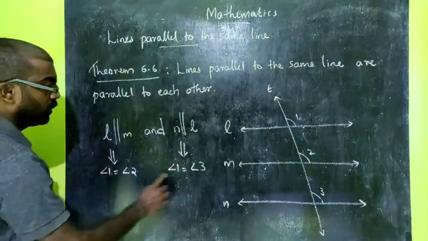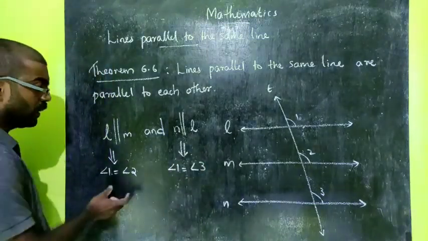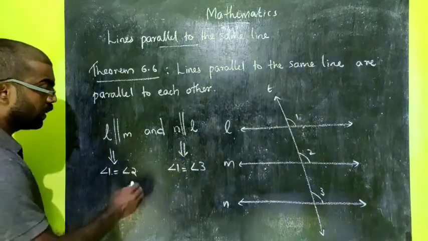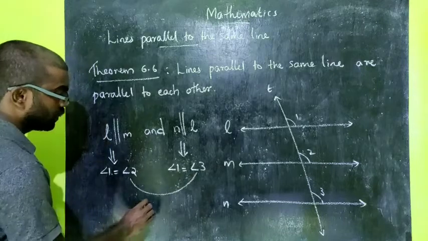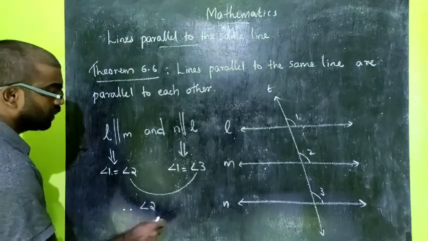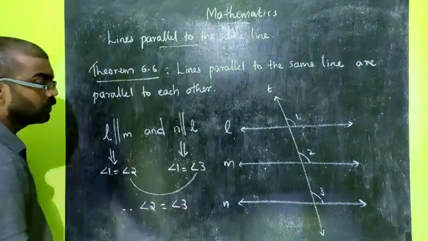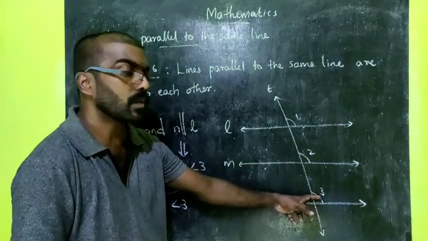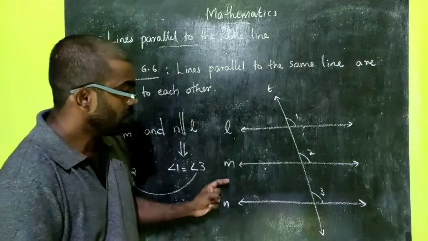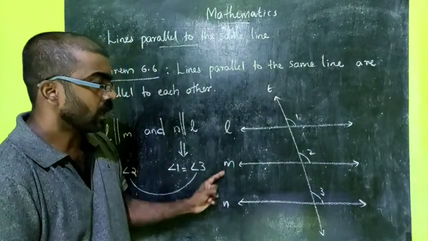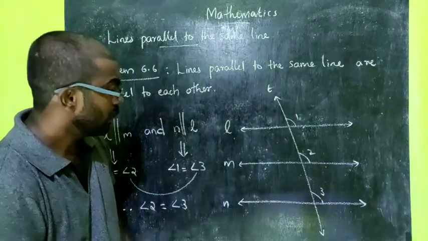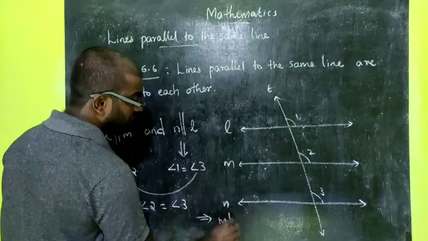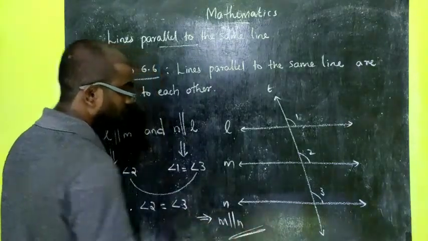Now from these two equations, what we can conclude? In the first case, angle 1 equal to angle 2. Here angle 1 equal to angle 3. So we can conclude angle 2 is equal to angle 3. Angle 2 equal to angle 3 means by corresponding angle axiom, what we can say? M is parallel to N. So by corresponding angle axiom, M is parallel to N.